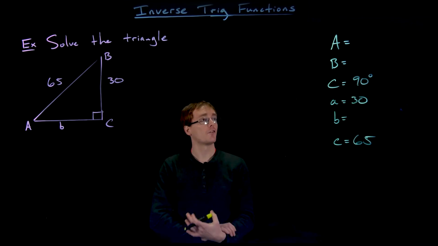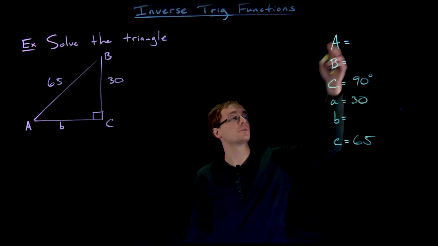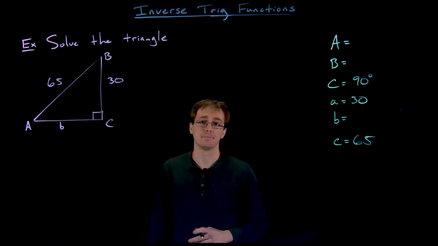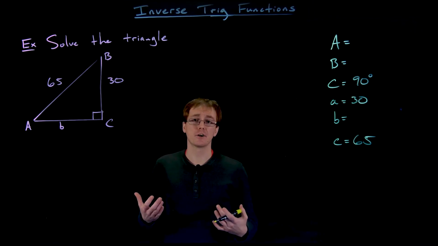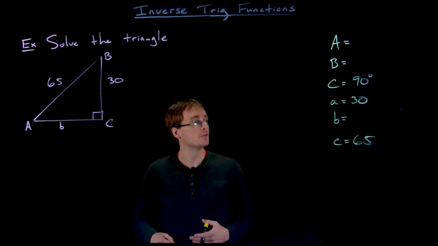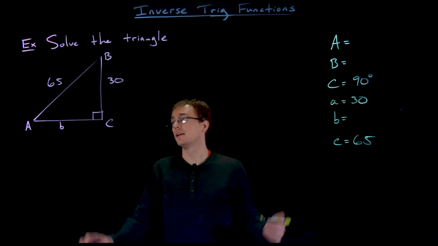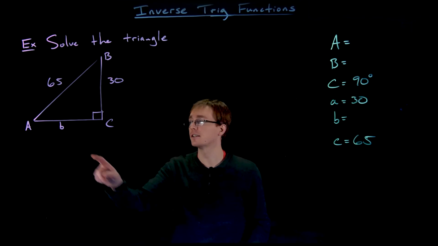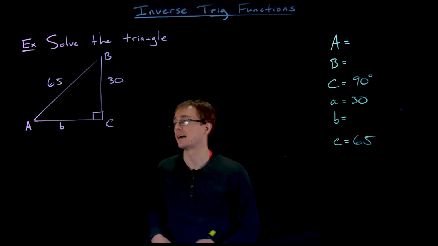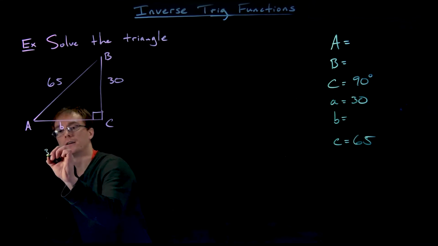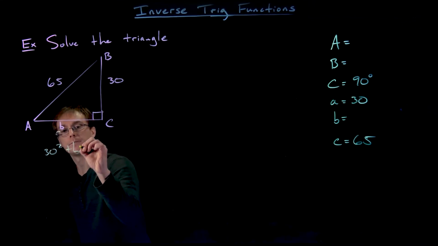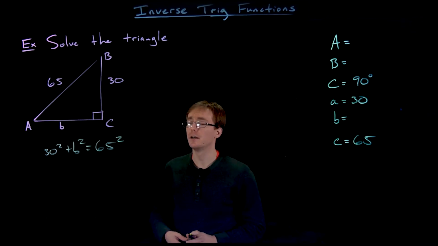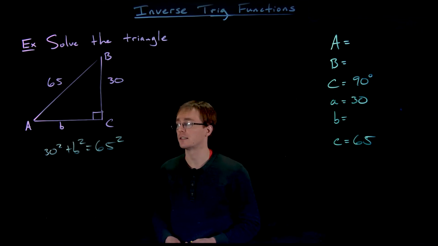All right, so to solve our triangle now, we have to find these last 3 pieces of information, little side length b and angles A and B. It actually doesn't matter where we decide to start here. We just have to make a choice and keep moving. So one thing we might notice is that we have a right triangle here and we know 2 of the side lengths. So using the Pythagorean theorem, we can find that third remaining side length, right? We know a squared plus b squared is going to give us our hypotenuse, or c squared. So 30 squared plus b squared is equal to 65 squared.